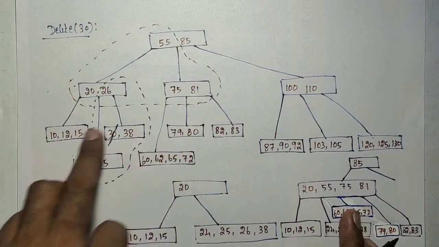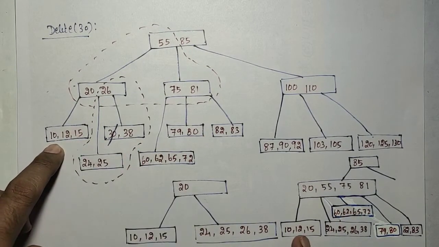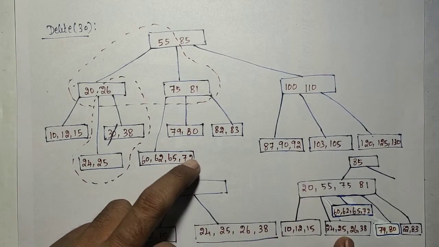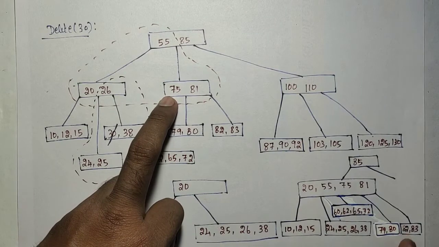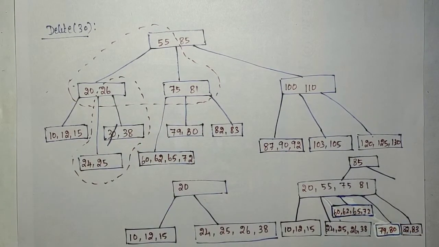In that left we need to link these elements, that is this node will be continued as it is, the left of the 20. The right of the 20 is this, that is continued, and this element 75 and 81. The three nodes will be continued as it is. That's all.